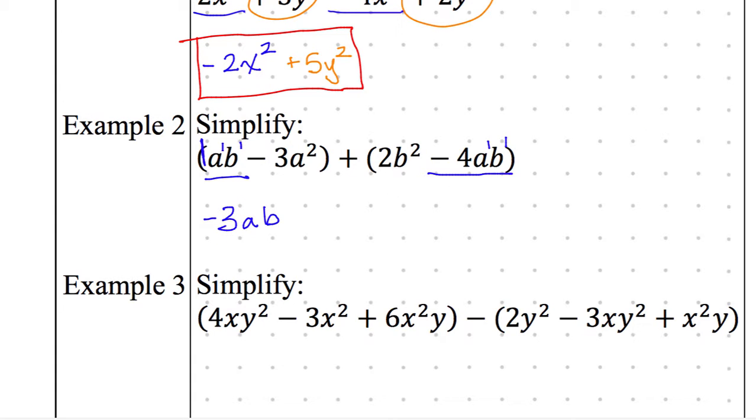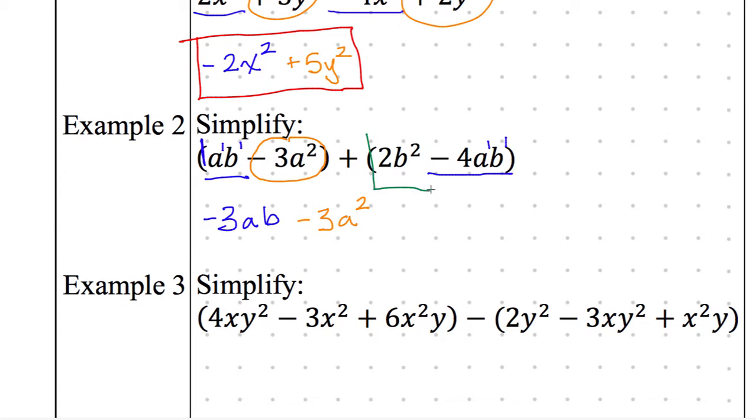And then -3a to the power 2. Does that combine with anything else? No. Okay, so -3a to the power 2. Do I have everything? Plus 2b to the power 2. Oh, and then I have this.